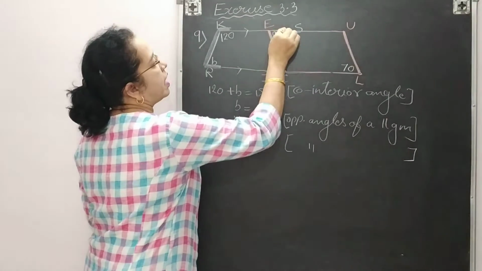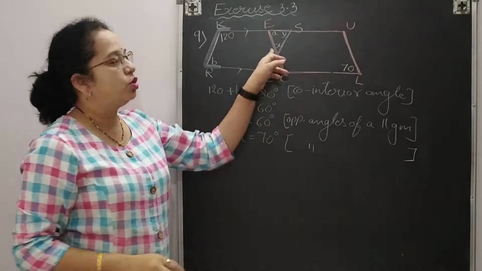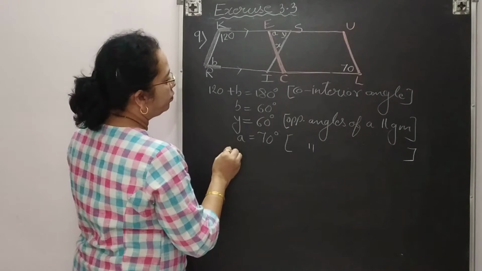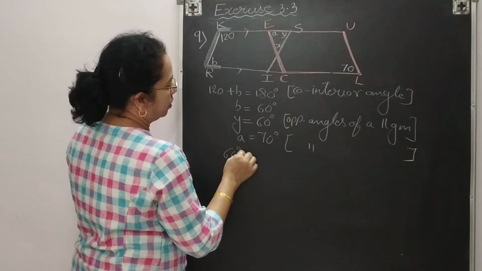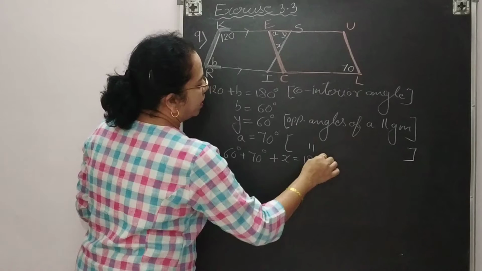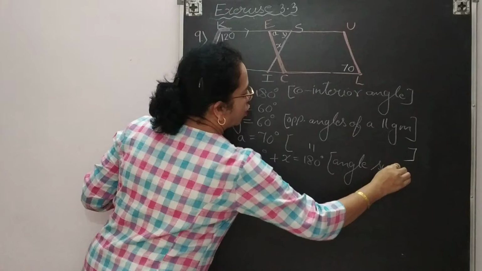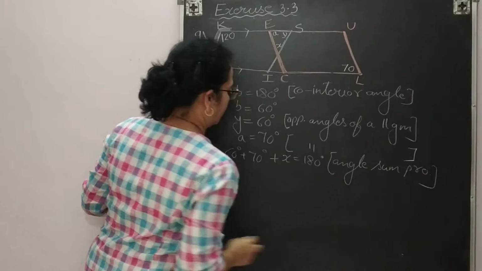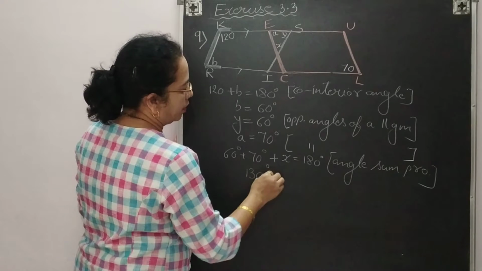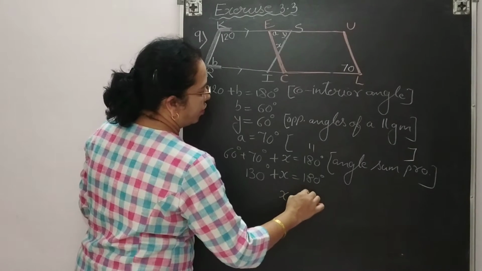Now you can see this triangle. In this triangle you know two values, angle A and Y. So you can find out angle X by angle sum property. So we can write down here 60 degree plus 70 degree plus X is equal to 180 degree. What is the reason? You can write down the reason: angle sum property. So 70 plus 60 will give you 130 degree, plus X is equal to 180 degree. So X is equal to 50 degree.